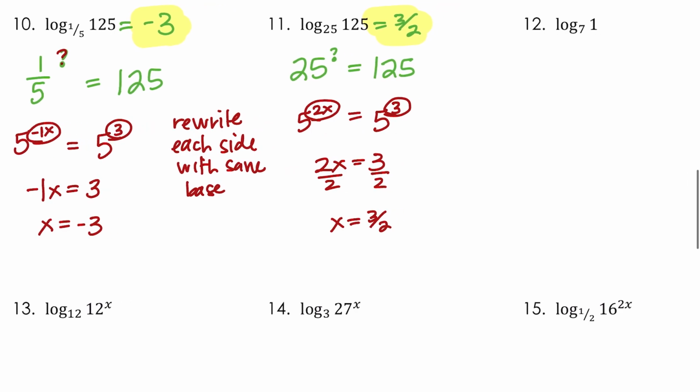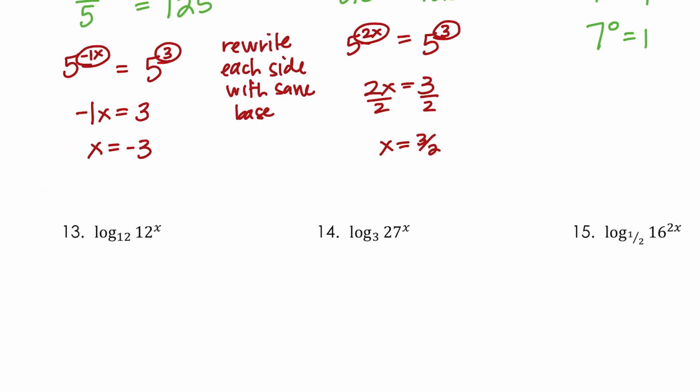All right, number 12, we have log base 7 of 1. So we're saying 7 to what power equals 1? Remember, this was one of those rules we had at the bottom of the page. 7 to the 0 power equals 1. So log base 7 of 1, log base anything of 1 is 0.